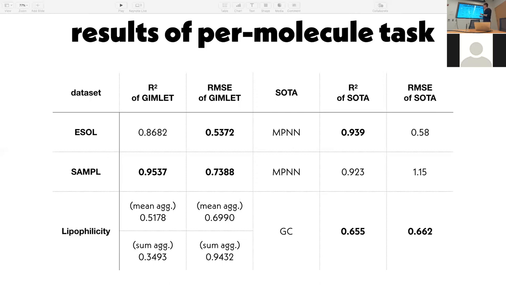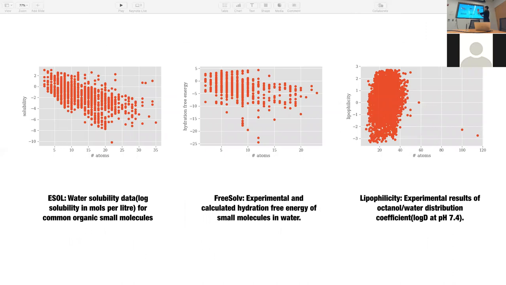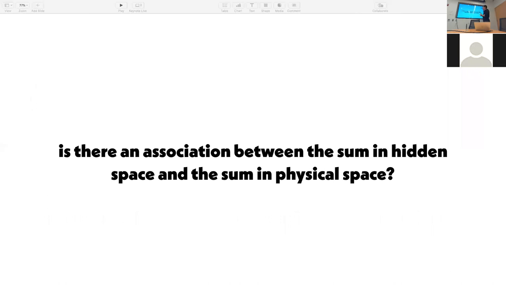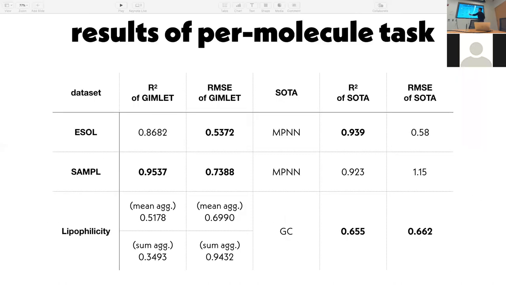However, it's not doing as well in the prediction of something like lipophilicity, and we're going to talk about the reason. Just by looking at the distribution of these properties, you can see that ESOL, which is water solubility, is a function of the size of your molecule, of course. The FreeSolv is some sort of solvation free energy. When you have an MD calculation, it could be broken down into terms that could be associated to atoms. So it's sort of atom additive, although not exactly so. Whereas lipophilicity, the distribution, has very little correlation with the number of atoms in your system. That's the reason why if you use a mean aggregation rather than a sum aggregation in your last step, it gets slightly better, because it is strictly not atom additive.